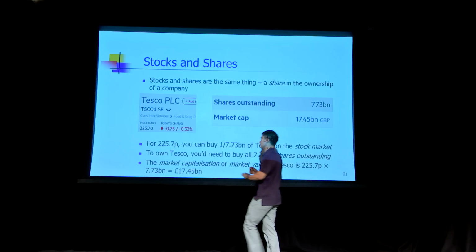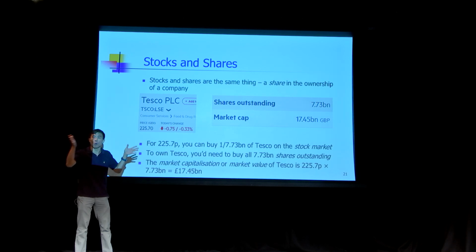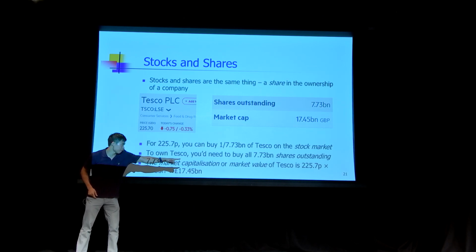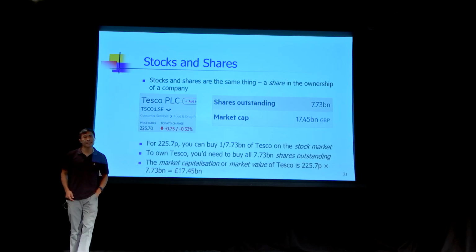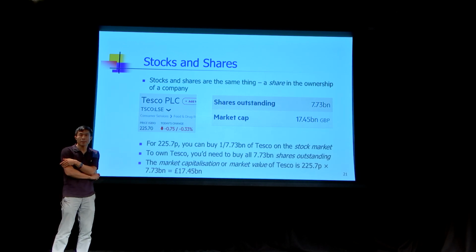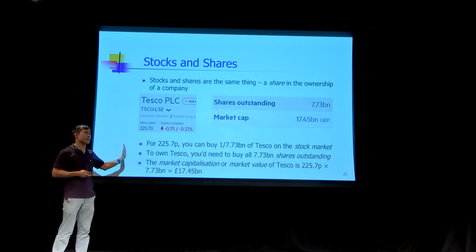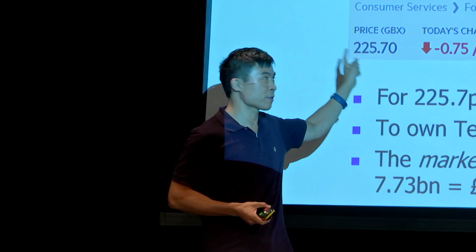Well, if one share is worth 225.7p, and to buy Tesco, you need to buy all 7.7 billion shares, then how much is Tesco worth? It's worth the price of a share, 225p, multiplied by the number of shares they have. So overall, Tesco is costing £17.5 billion. What this means is that the market thinks the value of all of Tesco's shops, the value of Tesco's people, the value of Tesco's brand, and all of that, would be worth £17.5 billion. Now, in a future lecture, we're going to talk about, is this right or is this wrong? But all I'm saying is people believe that this is what Tesco's worth.